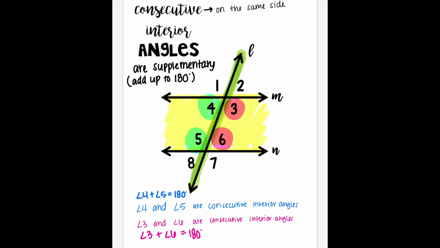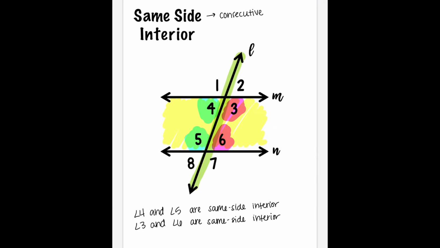Now the theorem that goes with this is that consecutive interior angles are supplementary. They add up to be 180 degrees. Now, the reason that happens, we're going to look at a little bit later, but for now, I'm just giving you that exposure, that 4 and 5 are consecutive interior angles, so they add up to be 180 degrees. Okay, another word that you might see instead of consecutive is same side interior. It means the exact same thing. I just wanted to show you that if you see the words same side interior, that means the same thing as consecutive interior.